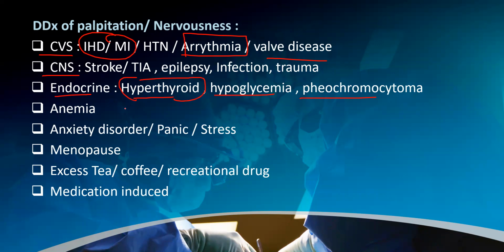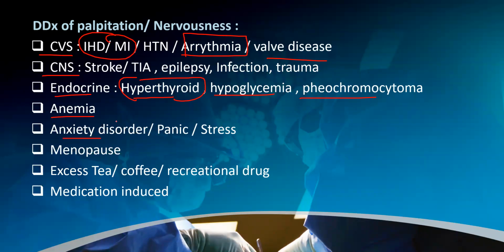You can always add in here electrolyte abnormalities, like if someone is having hypokalemia, that can cause palpitation, hyperkalemia can cause palpitation, hyponatremia can cause palpitation. So electrolyte abnormality due to severe vomiting, severe diarrhea can be one of your DD. Then you have anemia and anxiety disorder.